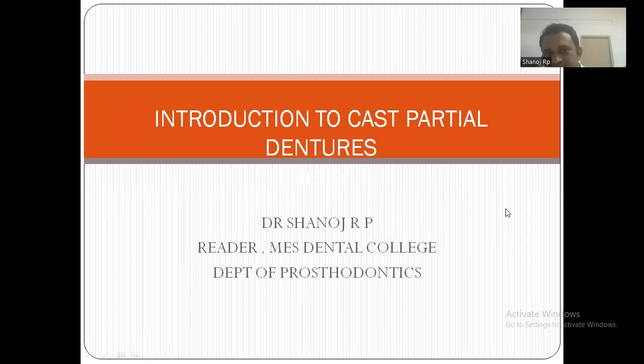What are the indications for a cast partial denture? What are the contraindications, or what are the situations where we cannot go for a cast partial denture? And then we will be learning basically the various types of removable partial dentures. Apart from this, we'll be learning the steps. What are the various steps used for the fabrication of a cast partial denture? And then we'll also be learning the components of a cast partial denture.